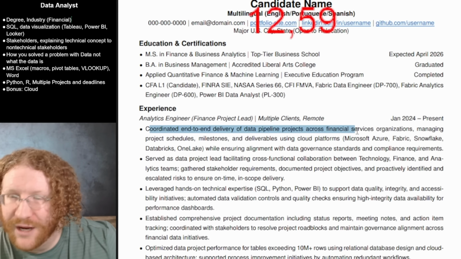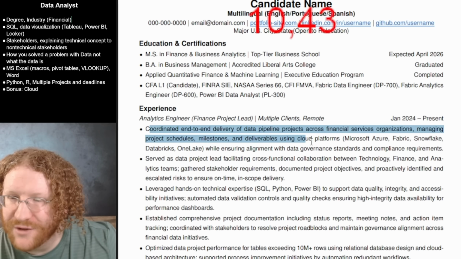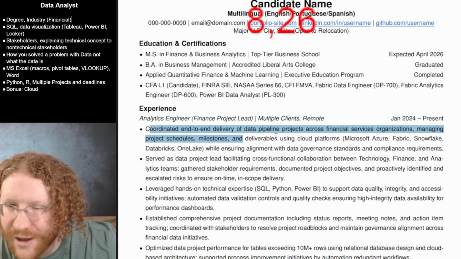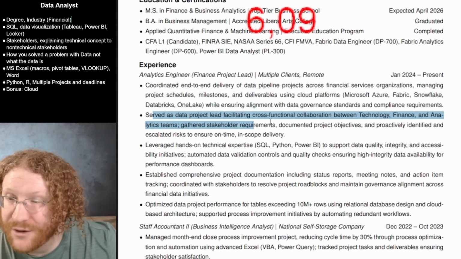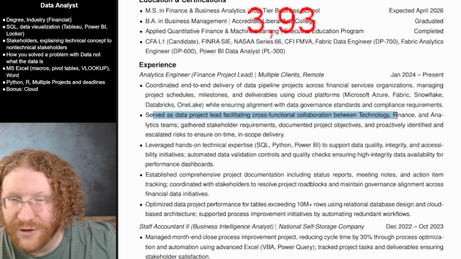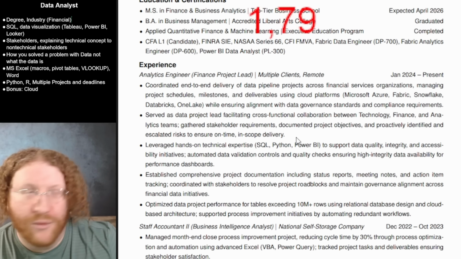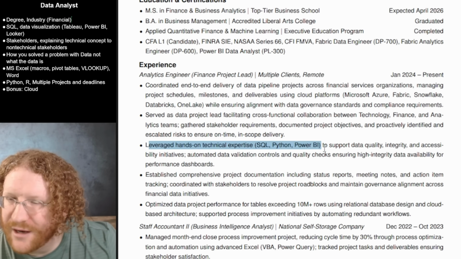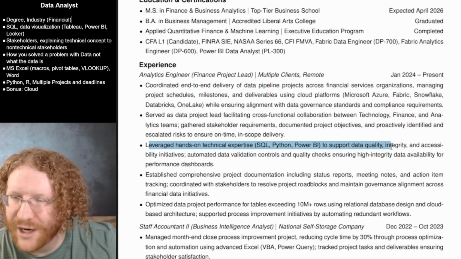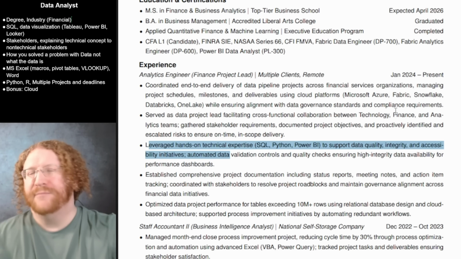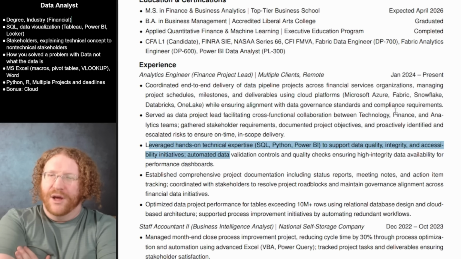Coordinate and delivery of data pipelines across projects, managing schedules, and why do I care about that? Data governance, don't care about. Served as the data project lead by facilitating cross-functional. Okay, but what about this: leverage hands-on technical expertise? What do you mean by that? To support data integrity initiatives? Yeah, this is like, no.